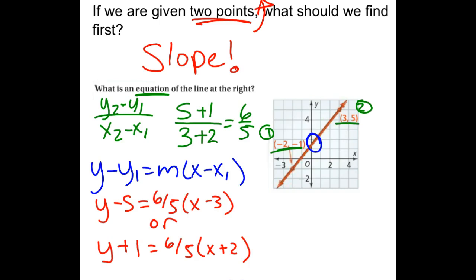So here you can see in red both of the versions. It just depends on which ordered pair I picked. In the first one, I used the ordered pair 3, 5. And in the second one, I used the ordered pair -2, -1. So there are 2 correct answers for this one in point-slope form.